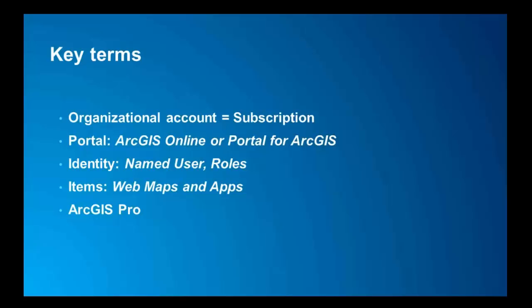Items, so these being any data, hosted services, web maps, and apps. If you look at ArcGIS Online purely from a content management perspective, any data you upload, service you register, or web map or app you create within ArcGIS Online is considered an item. And then finally, ArcGIS Pro. This is Esri's new 64-bit mapping application that is tethered to ArcGIS Online.